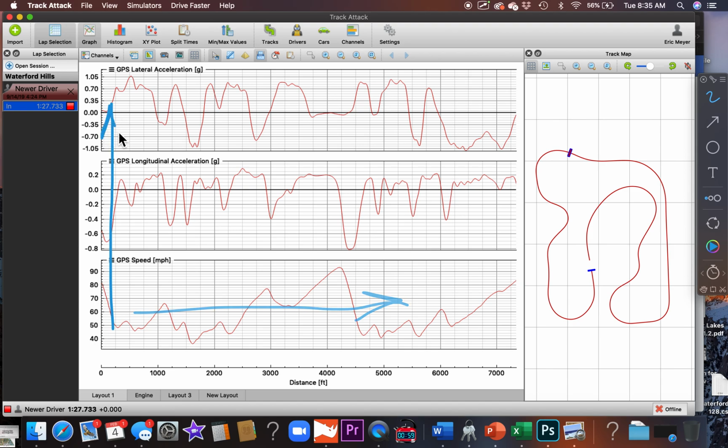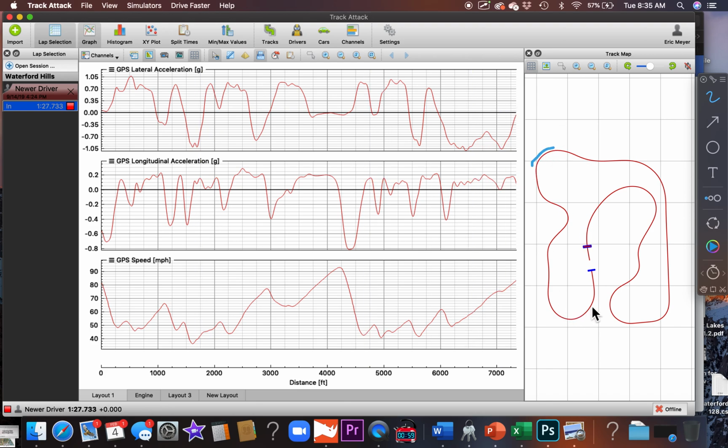X-axis, Y-axis, unit of measure is G, as in G-forces, and speed, and feet. Same exact graphs, same exact track map, same exact start and finish right here. So we've got our feet over here. This is our hands. That's all you need to know. Lateral is hands. When you turn the wheel with your hands, you go side to side and you generate lateral G's, like in the corner.